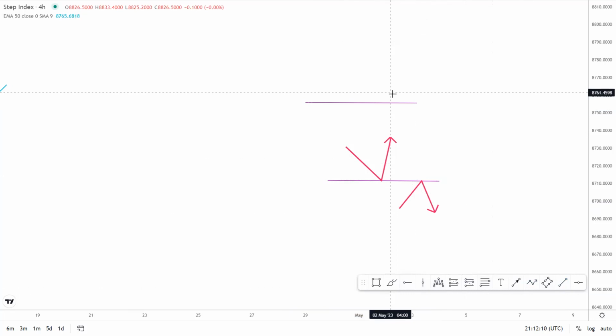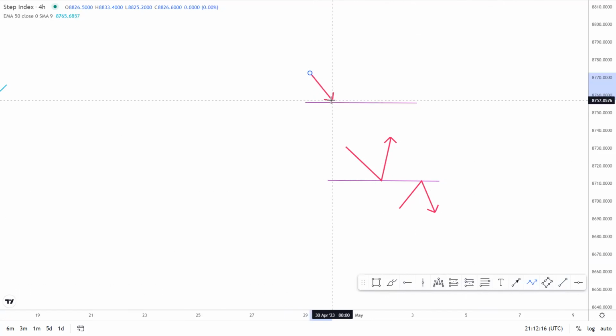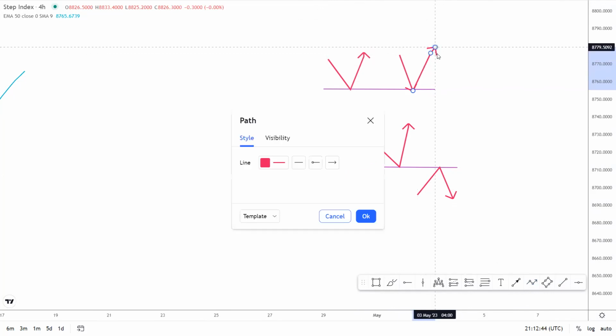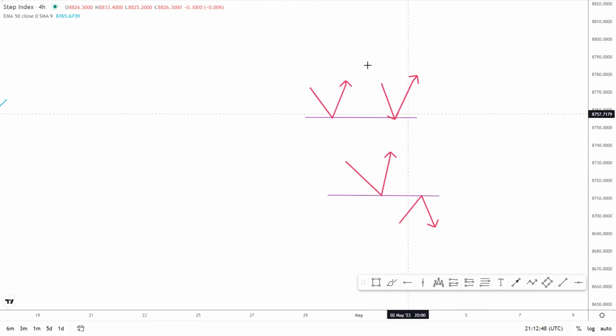So in essence, what I mean by this is, when price tests a level multiple number of times, so in essence, I mean this is invalid. And then this right here is also invalid.